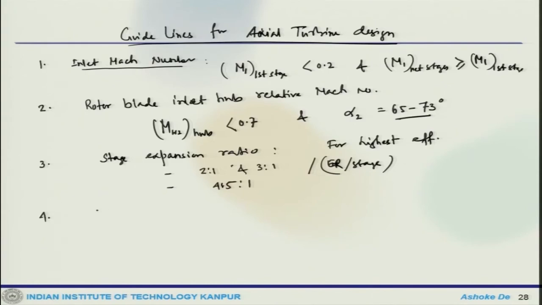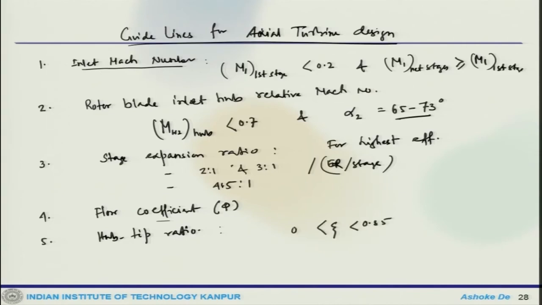Fourth, the flow coefficient, which is phi. The flow coefficient versus stage loading for different efficiencies has already been seen, how it works. So, from there one can choose. Then the hub to tip ratio. Here the hub to tip ratio is important to minimize the secondary losses and losses due to tip clearance. The hub to tip ratio should be in the range of 0.85 to 0.5.